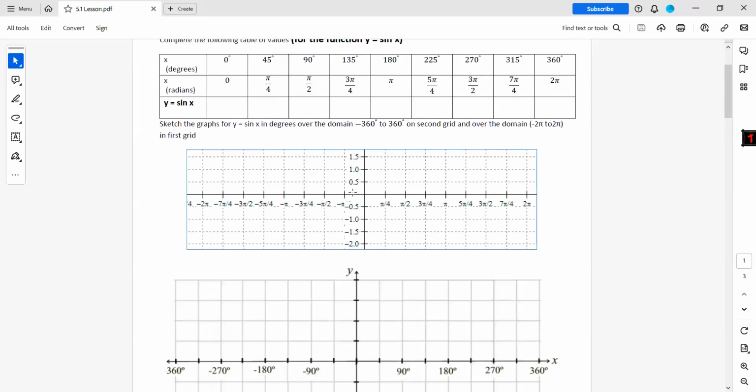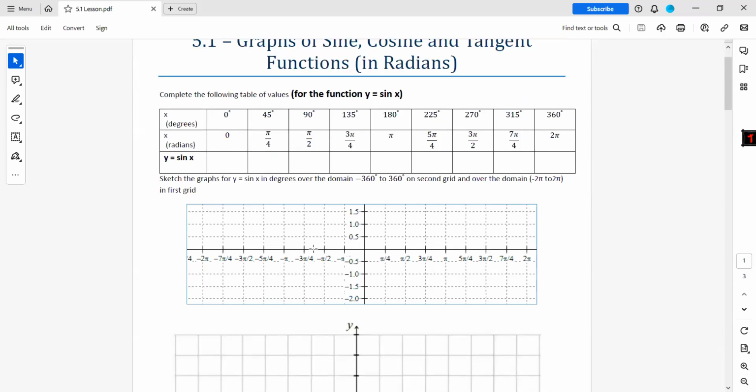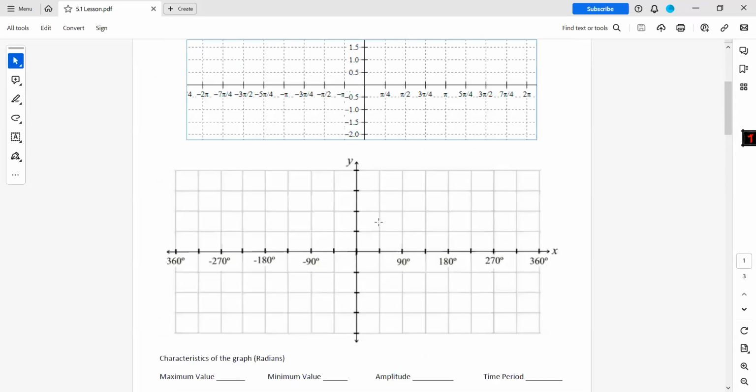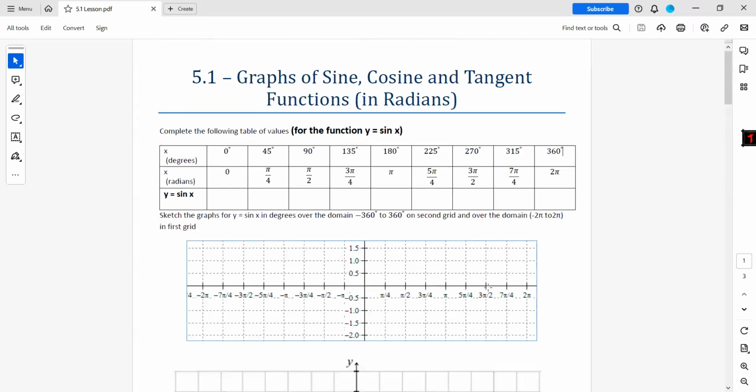For this particular exercise, you are asked to complete the coordinate axis for the sine function over the whole domain from 0 degrees to 360 degrees. Let's do this one together. This one is in radians, and the other graph is in degrees. Let's start with radians, and I think we'll see how we go from there if we have more time.